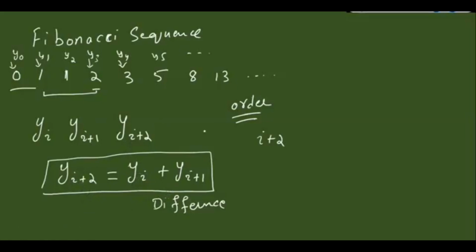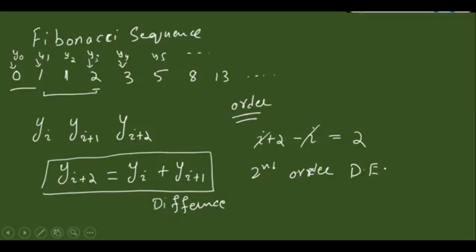In order to compute the order, what you have to do is compute the difference, that is, subtract the lowest index from the highest index. Whatever is left is the order of the difference equation. So this is second order. What I can say is that the Fibonacci sequence defined based on these variables is a second order difference equation. It is very simple now.